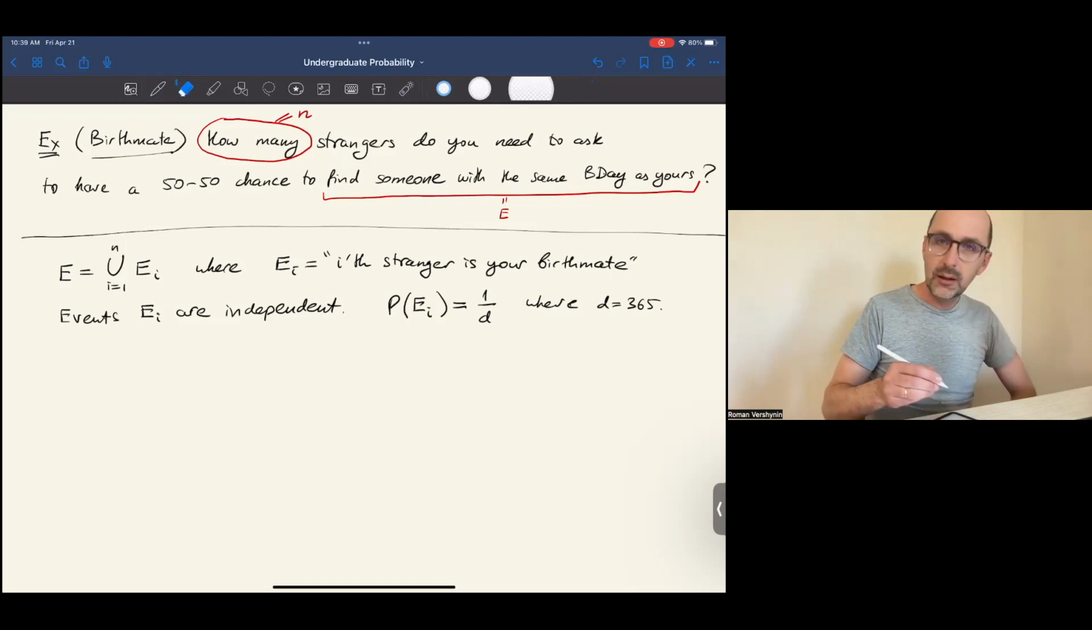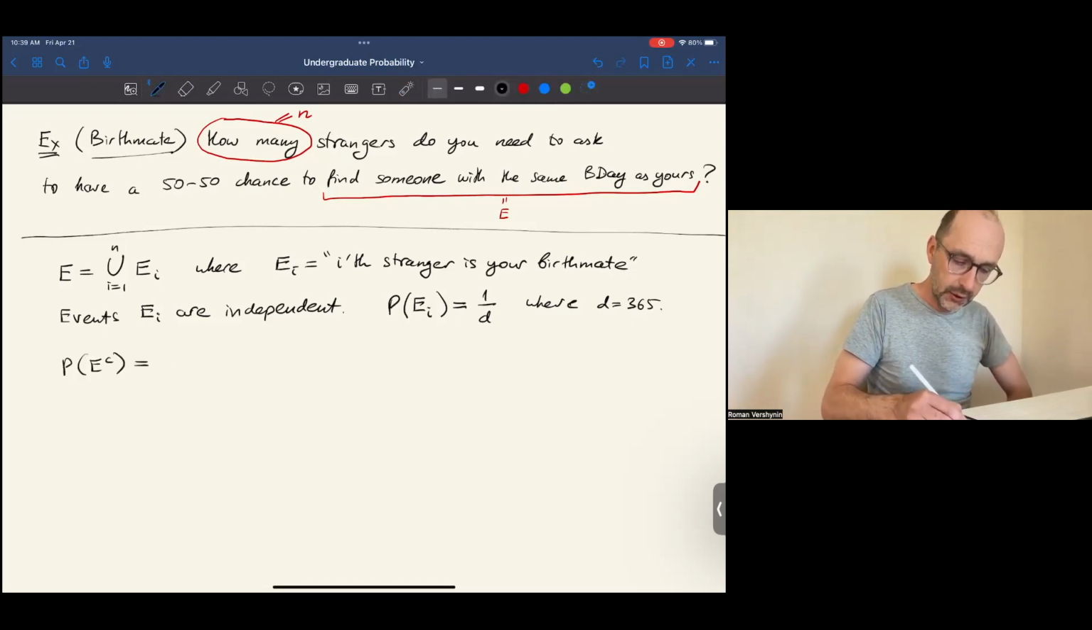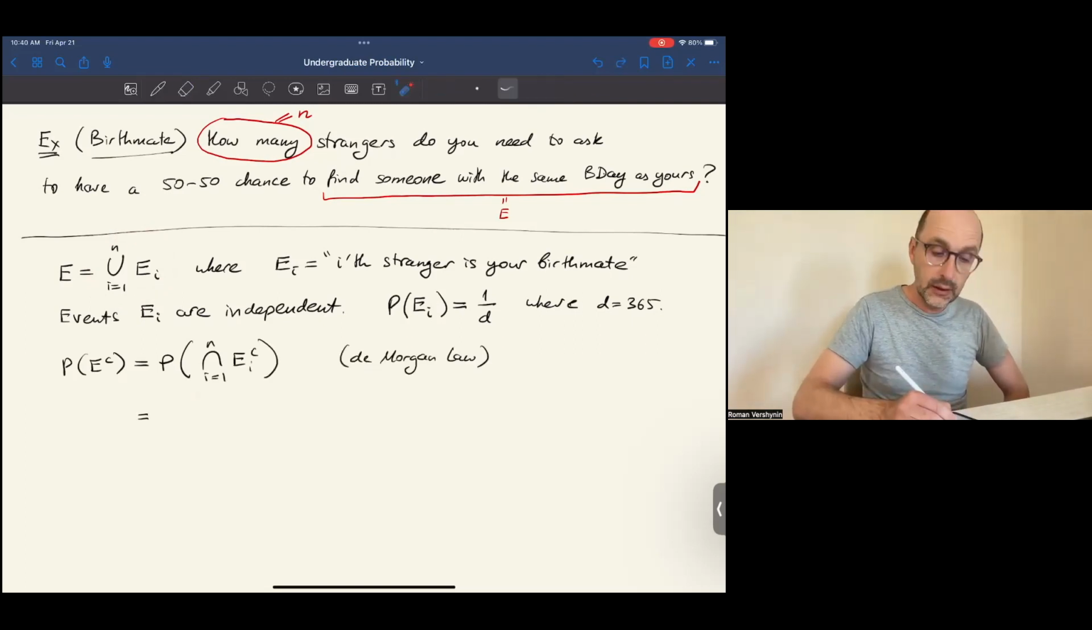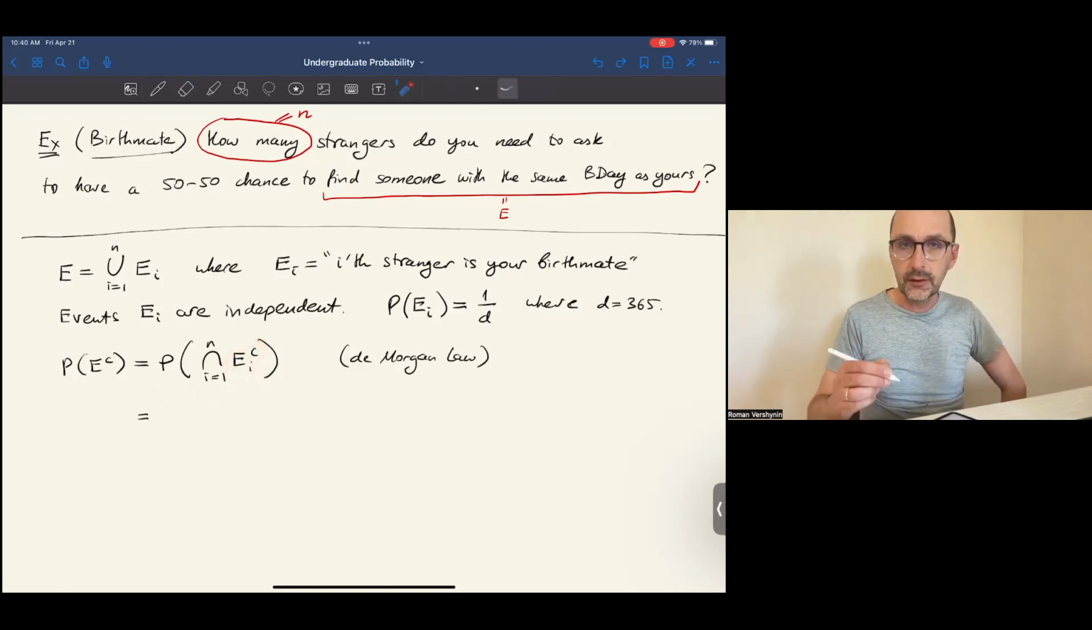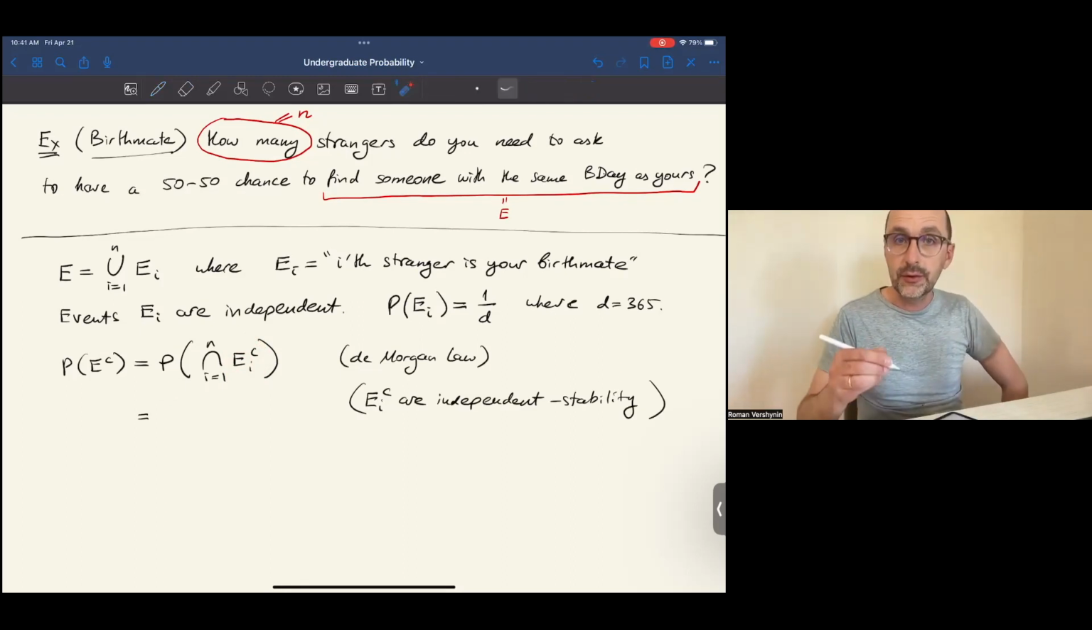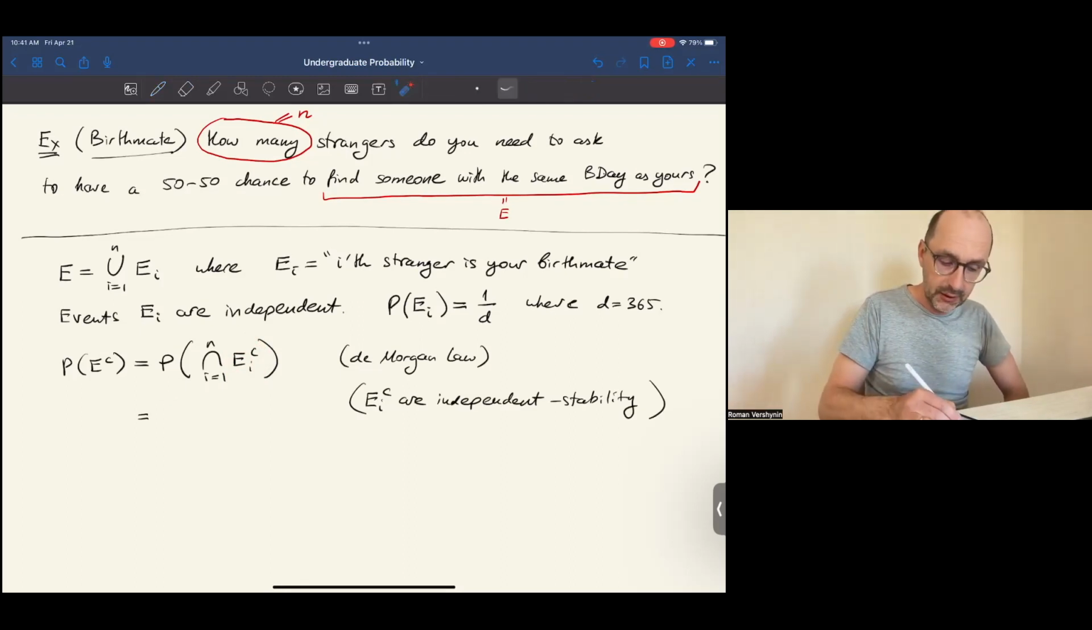Let's do it. We pass to the complement. By De Morgan's law, the complement of the union is the intersection of the complements. The events E_i are independent. Therefore, their complements are independent too. This follows from the stability property. Now we use the definition of independence. The probability of the intersection equals the product of probabilities.